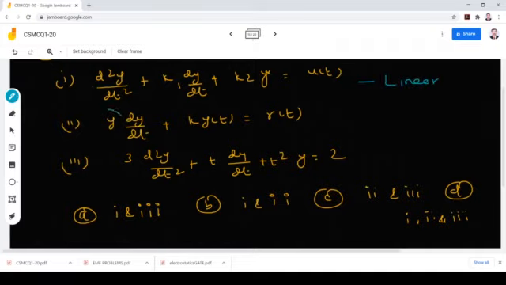Here you see the dependent variable y comes as a multiplier, so it is non-linear. Here the independent variable comes as a multiplier, so no problem. Is there any dependent variable as a multiplier? No, it is linear. So 1 and 3 are linear. So option A is the right answer.